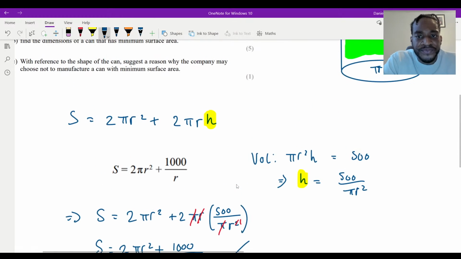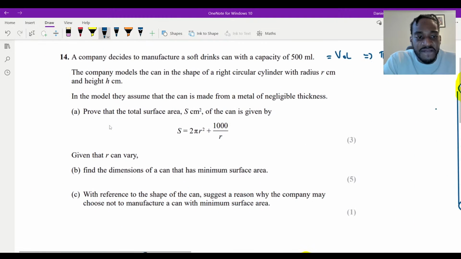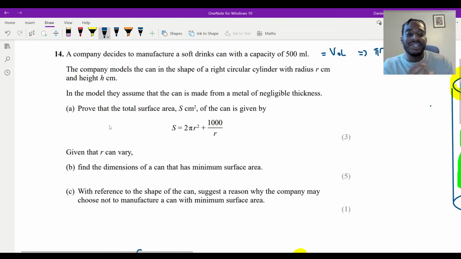Let's continue. Part B says, given that R can vary, find the dimensions of a can that has a minimum surface area. All right, so in this question, a couple of things are going on. R can vary, that means R is a variable, which makes sense because we've got the surface area in terms of R. Find the dimensions of the minimum surface area. Well, we're dealing with a can here.